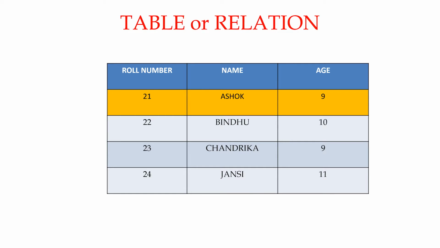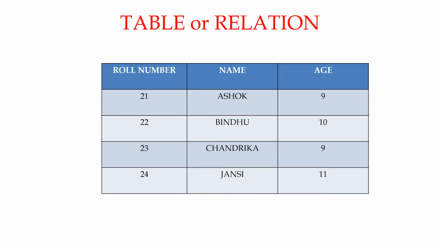In a table, each row is called a record or a tuple. A record or a tuple consists of one complete unit of information about the person. Similarly, in a table, each column is called a field or attribute. The field or attribute contains the information about the type. So, roll number is one type, name is one type and age is another type.